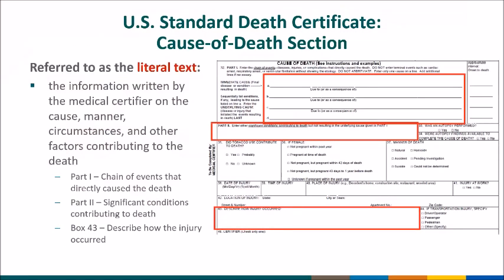And so this is an image of the U.S. Standard Death Certificate, cause of death section. And when we're referring to that information written by the medical certifier that provides the cause, manner, circumstances, and factors contributing to the death, we refer to this as the literal text. And so those are these red sections here. The top image is the part 1, the chain of events that directly cause the death. Part 2 is the significant conditions contributing to the death. And the very bottom red box there is an open text field where the certifier can provide a description of how the injury occurred.